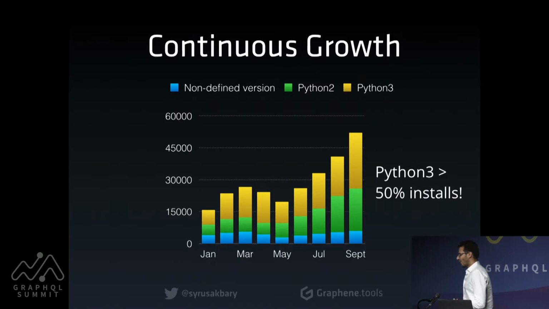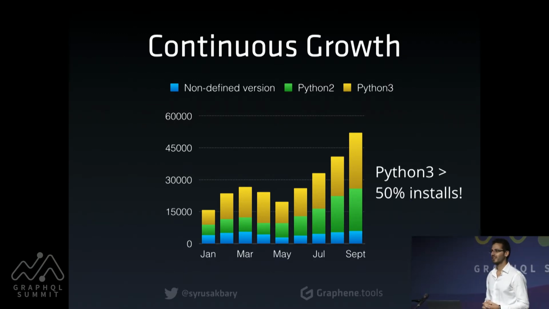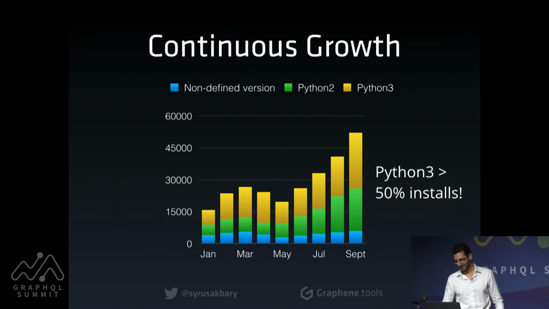One thing that I want to go over is the tremendous growth that Graphene has been having the last 10 months. And one surprising thing, but a pleasant surprise, was discovering that Python 3 actually accounted for more than 50% of all installs. Woo! Super good.